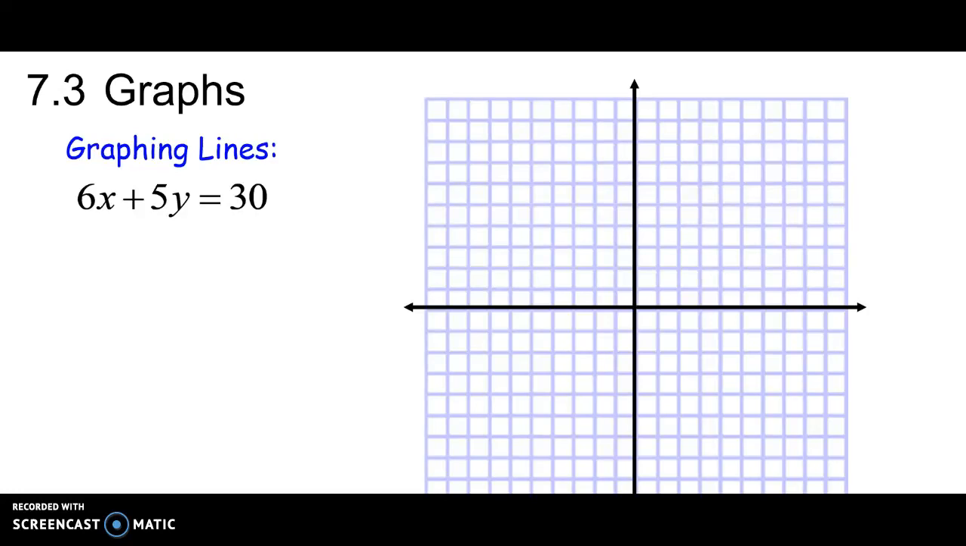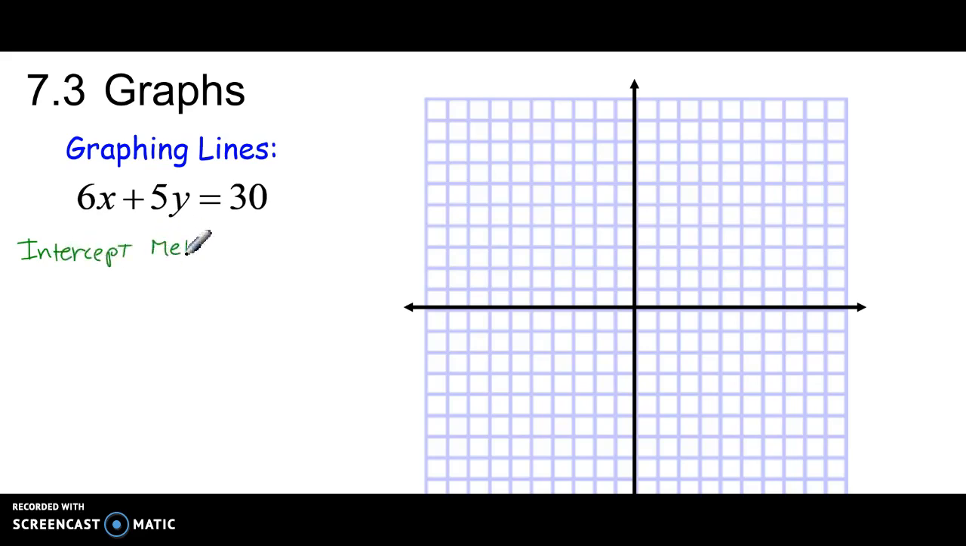7.3 is going to be about graphs. Some of this should be familiar. You should remember from Algebra 1 when you learned how to graph lines. And there are two main techniques to remember for graphing lines. The one that I prefer is something called the intercept method.